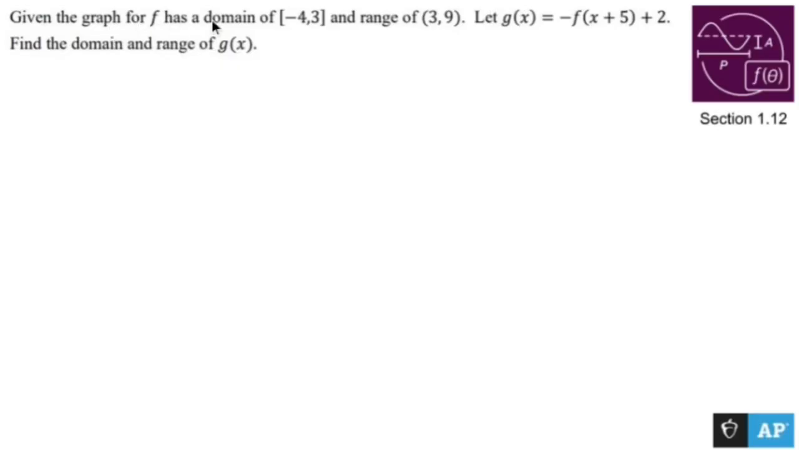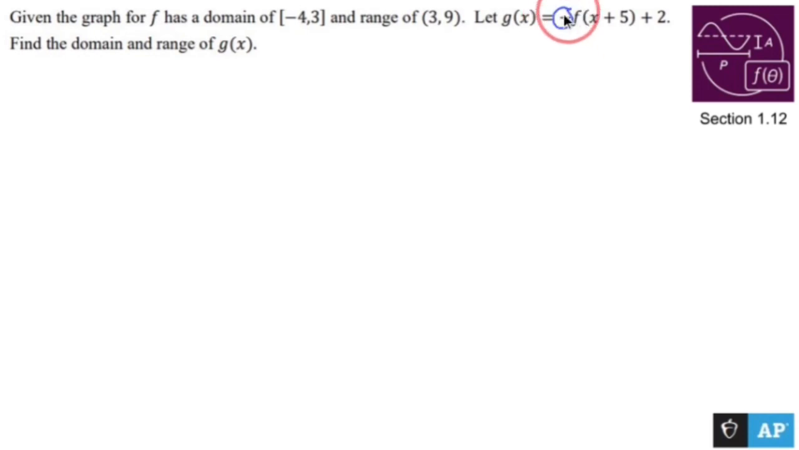Given the graph for f has a domain of [-4, 3] and a range of [3, 9), let g of x equal negative f of (x + 5) plus 2. Find the domain and range of g of x. So I need a visual of what's going on here.